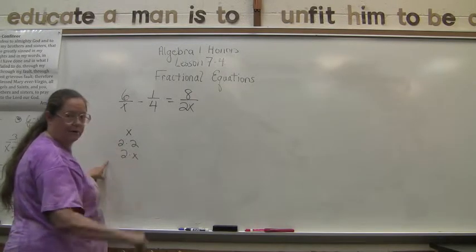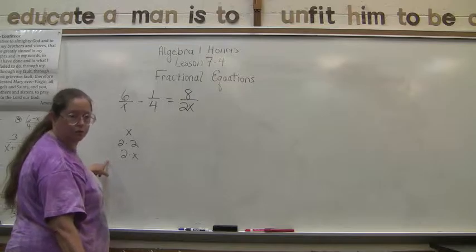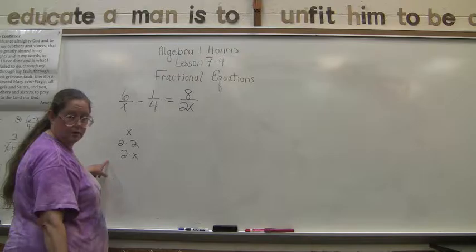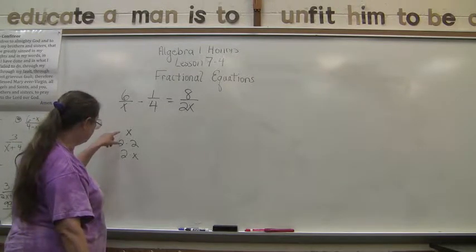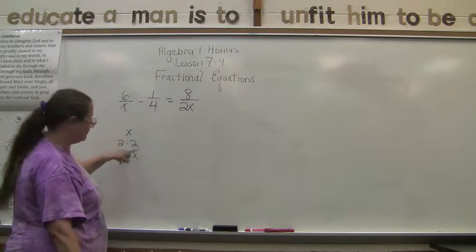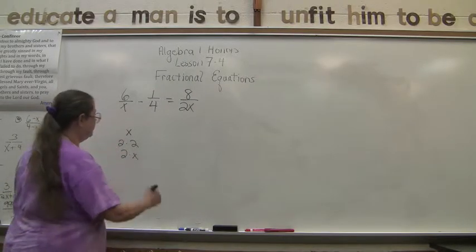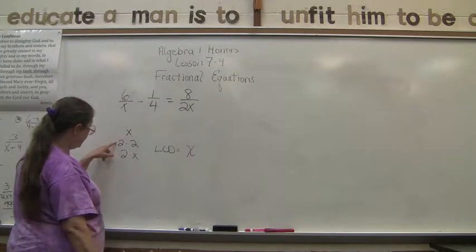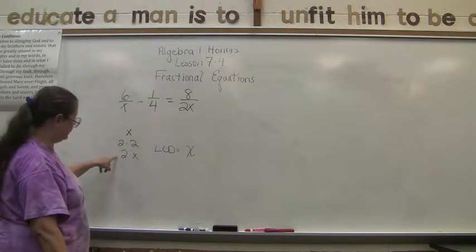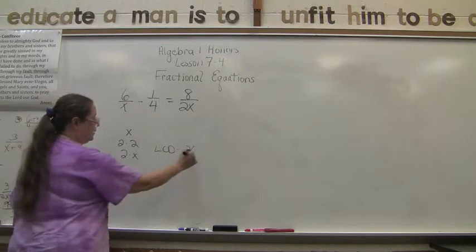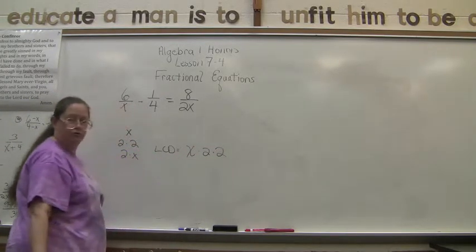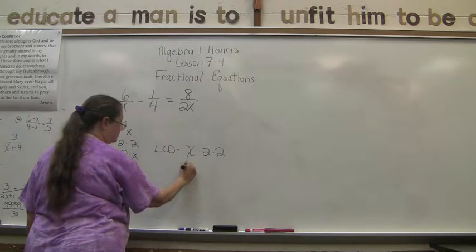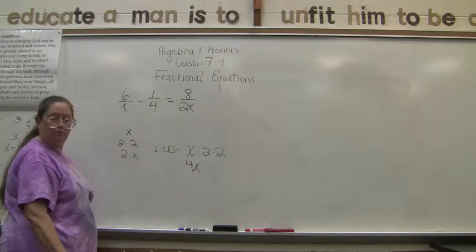Remember, when we find the least common denominator, we're taking the most. It's like playing Go Fish, but the person with the most of any card contributes it to the least common denominator. So the most x's anybody has is 1. This guy has none, but 1 beats none. So my least common denominator is going to have 1 x in it. This one has two 2's, this one only has one, so my least common denominator is going to have two 2's in it. When I simplify that, 2 times 2 is 4 times x. My least common denominator is 4x.